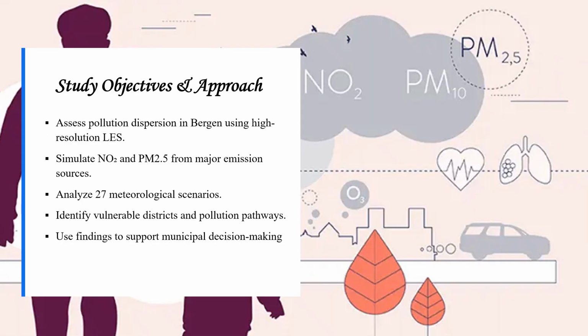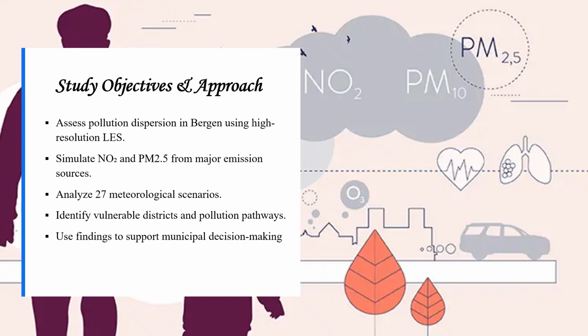The main purpose of the study was to understand how pollutants like NO2 and PM2.5 spread across the city. To do this, researchers used a model called PALM, which was very good at showing how wind and turbulence behave around the buildings and the mountains. Also, they did not look at just one situation.